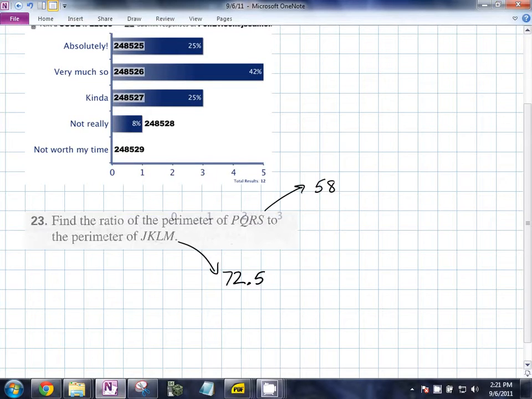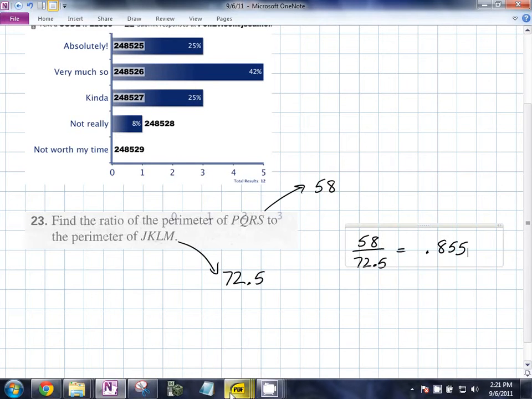So if you get the overall perimeters, it's asking you for the ratio of the perimeter of PQRS to JKLM. So that's going to be 58 over 72.5. And what does that come out to be? Is it exactly 0.8? 85.5%. So something like 0.855. Sounds about right. Did you get that? I got 0.8.